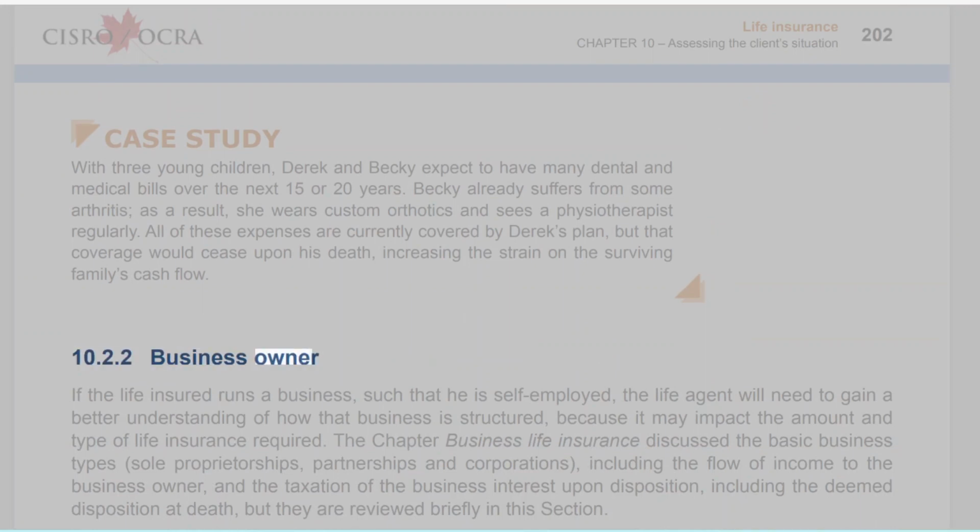10.2.2 Business Owner. If the life insured runs a business, such that he is self-employed, the life agent will need to gain a better understanding of how that business is structured, because it may impact the amount and type of life insurance required. The chapter Business Life Insurance discussed the basic business types, sole proprietorships, partnerships, and corporations, including the flow of income to the business owner, and the taxation of the business interest upon disposition, including the deemed disposition at death, but they are reviewed briefly in this section.